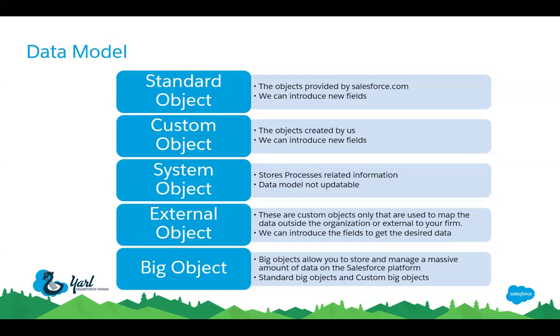Okay. The big object, that is a separate section. So we have big data, big objects in Salesforce. We will not be touching this at all, but you just need to understand that there is something called a big object in Salesforce. These two are really, really important: you have to understand what is a system object and what is an external object. Any questions?